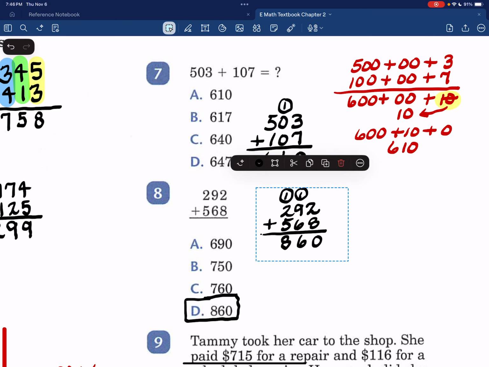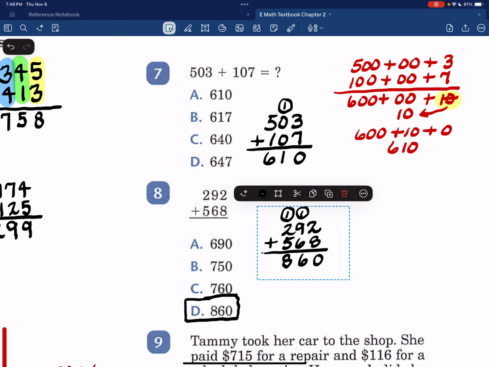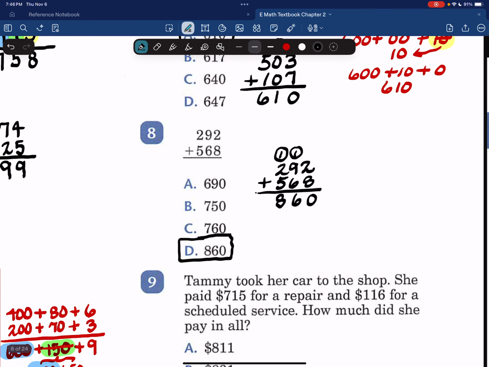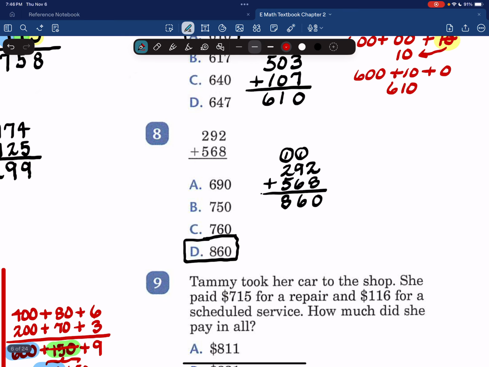And I realize I didn't mark an answer on the last question. So let me go up here and do that. 610 was our answer. All right, for this one, let's expand it just for the practice.